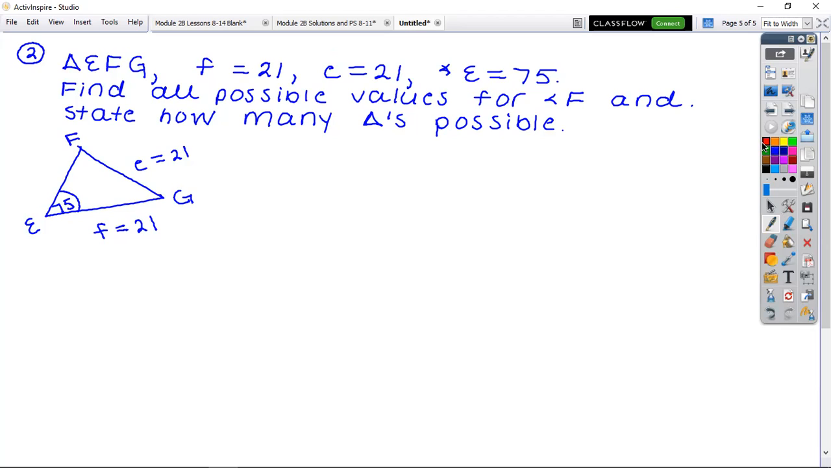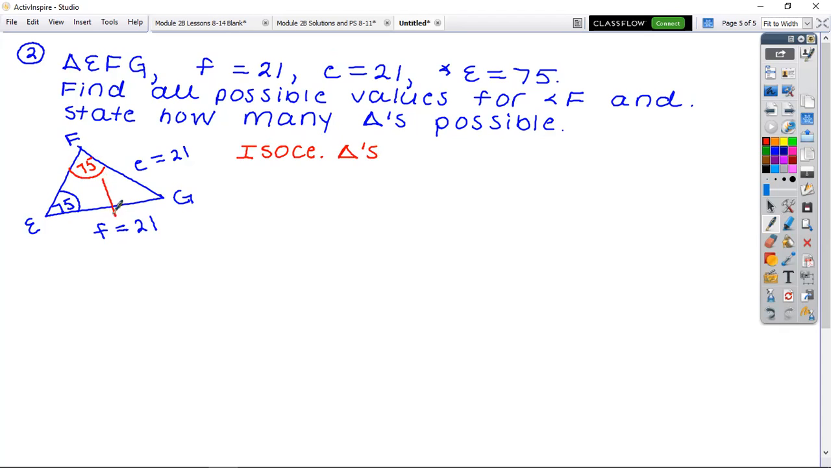No. What kind of triangle is this? Isosceles, yep. So this is your isosceles triangle. I'm going to abbreviate, which means that you have 2 congruent angles. So I would know here the angle F is equal to 75.